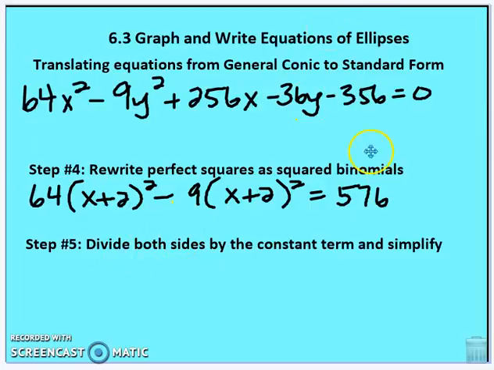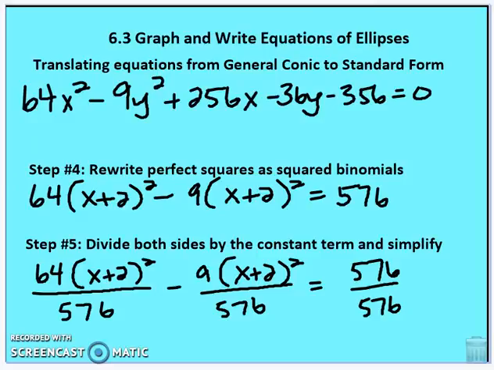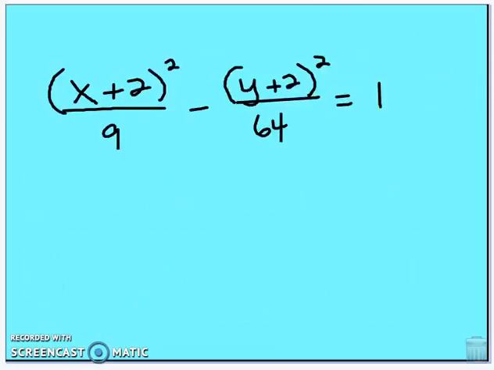And now I'm going to divide. Remember, we want the right-hand side to be equal to 1, so I'm going to divide both the right and left-hand side by 576. And then we're going to simplify from there. And we end up with x plus 2 squared over 9 minus y plus 2 squared over 64 is equal to 1. And we did all that in less than 15 minutes.